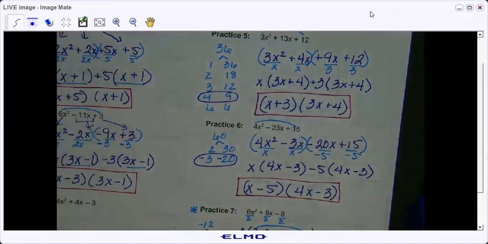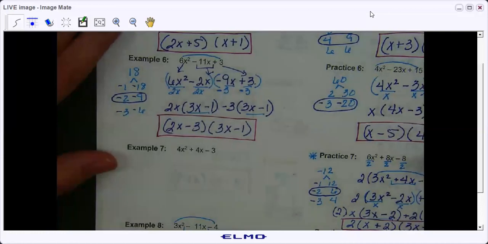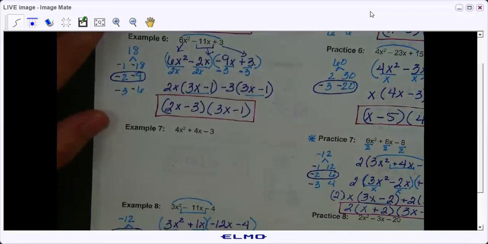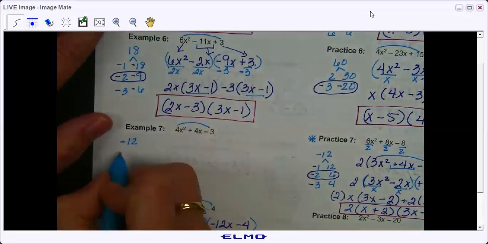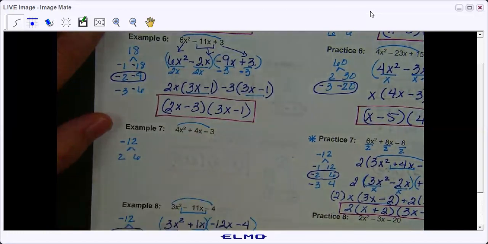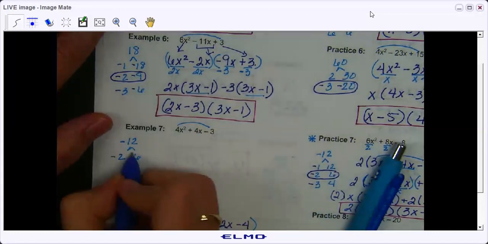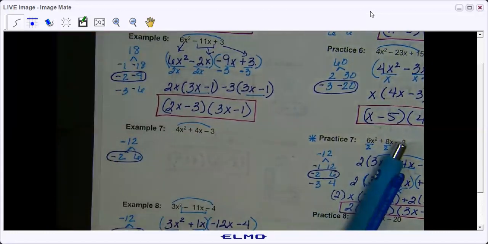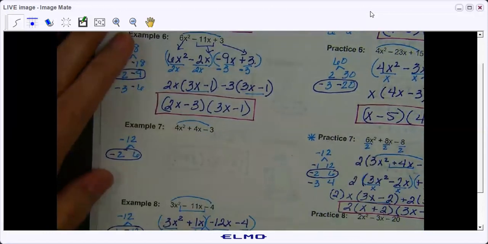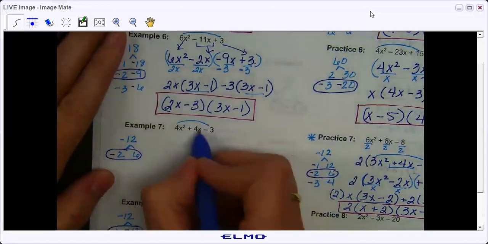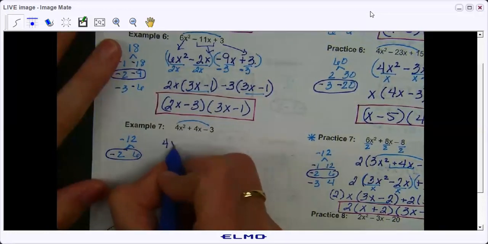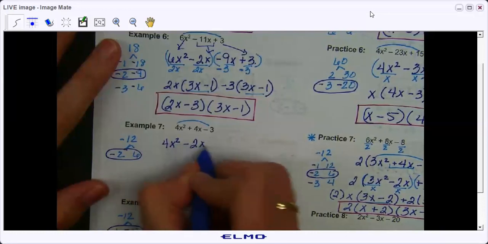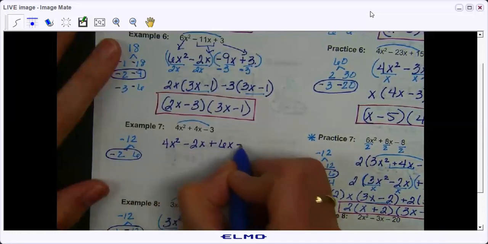Okay, I'm going to move on to example 7 here, and we're finding factors of negative 12 that give us a positive 4. I feel like we've done that one before. 2 and 6. And 2 has to be negative. Pretty sure we did that one before. Maybe on the other side. All right, let's plug negative 2 and 6 in and replace the 4x. So we have 4x squared minus 2x plus 6x minus 3.